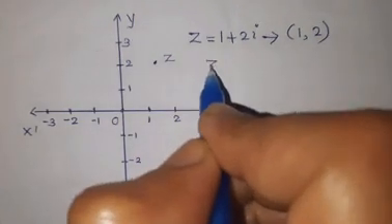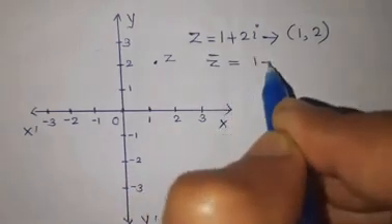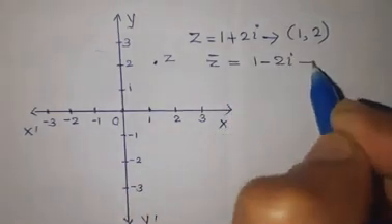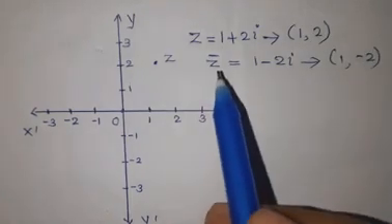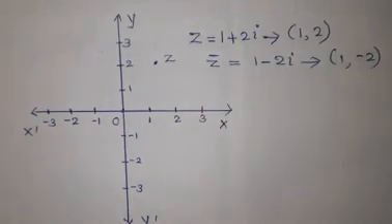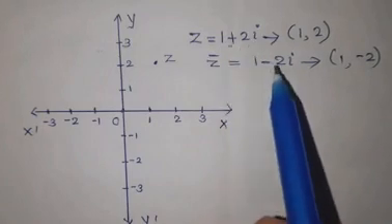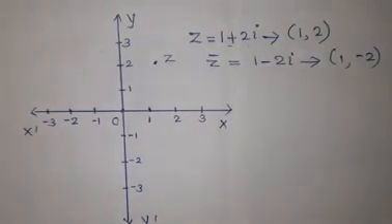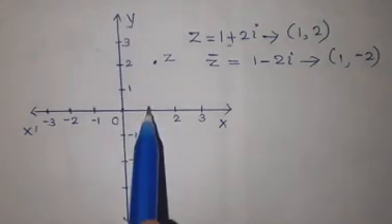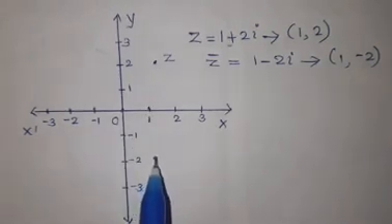Now, conjugate of z is z bar, that is 1 minus 2i. It corresponds to the point (1, minus 2). Conjugate means we just need to change the sign of the imaginary part. That represents the point (1, minus 2). Take 1 on the X-axis, take minus 2 on the Y-axis.